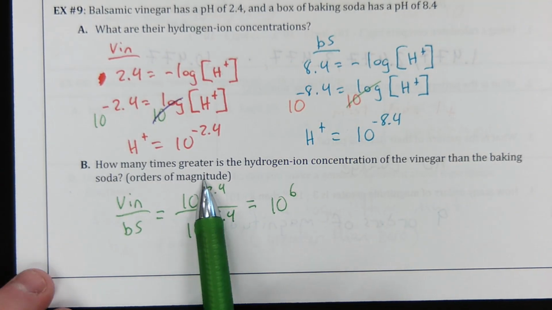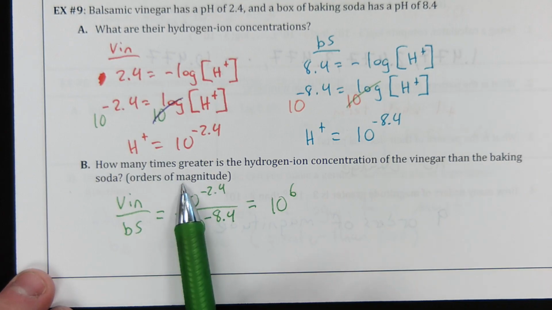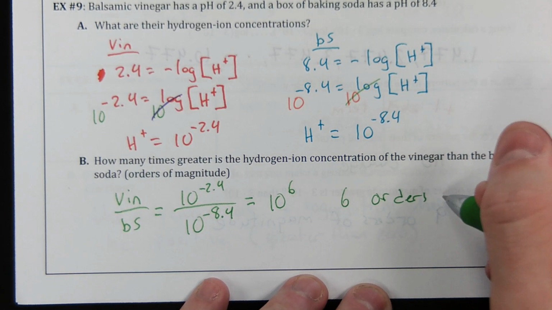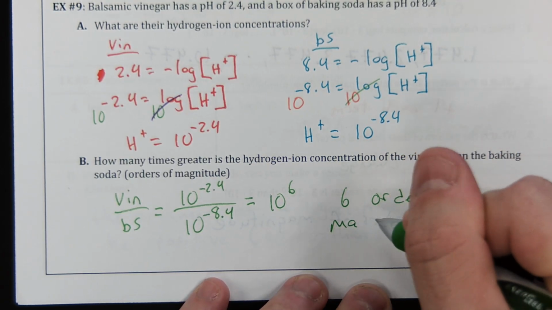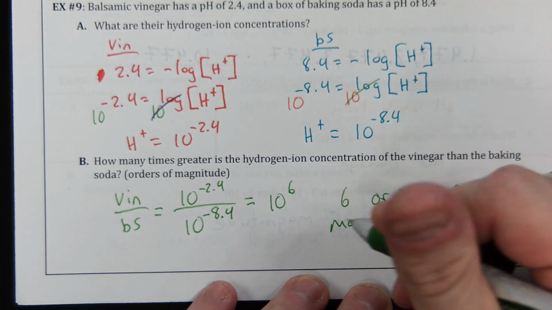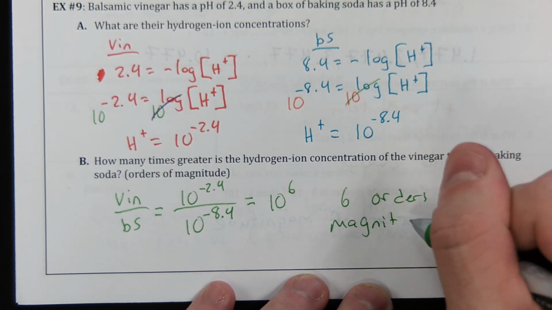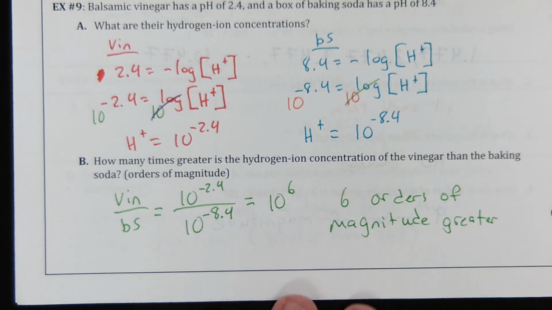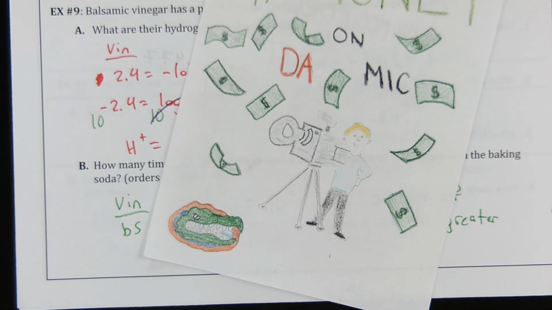So how many times greater is it? 6 orders of magnitude greater. Yeah, 1,000,000 times more hydrogen ion concentration. 6 orders of magnitude greater. And that is it in this comedy of ridiculousness.